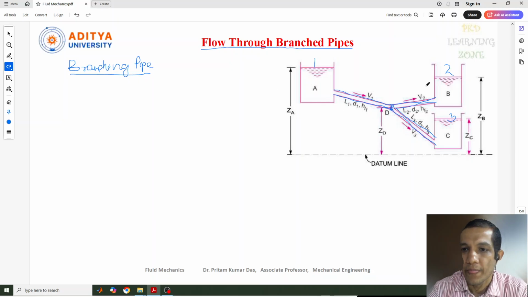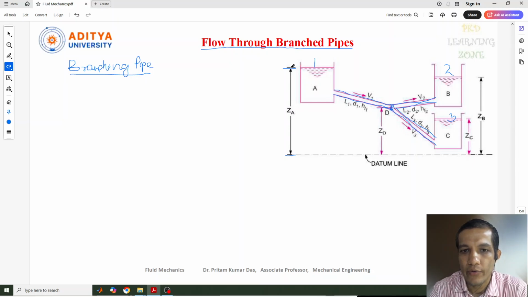Now in this figure you can see that all these reservoirs are placed at different heads. You can see different levels, and different levels means different heads. Now this reservoir is situated at a distance of ZA.